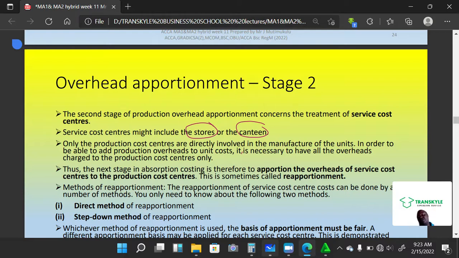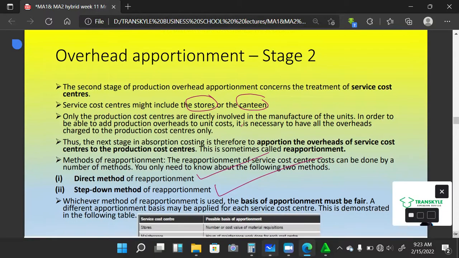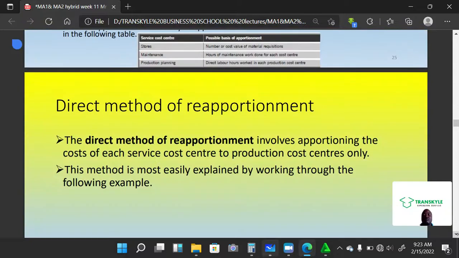So we have got two methods which we need to consider here. We've got the direct method of reapportionment and the step down method. Sometimes you have to decide yourself whether to use the direct method or the step down method, but at this level, usually the examiner will tell you which method to use. So let's start with the direct method of reapportionment.